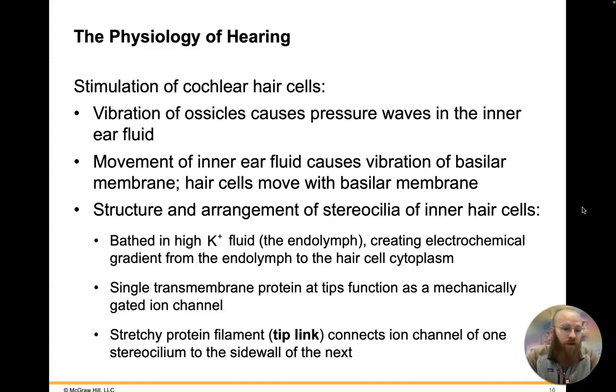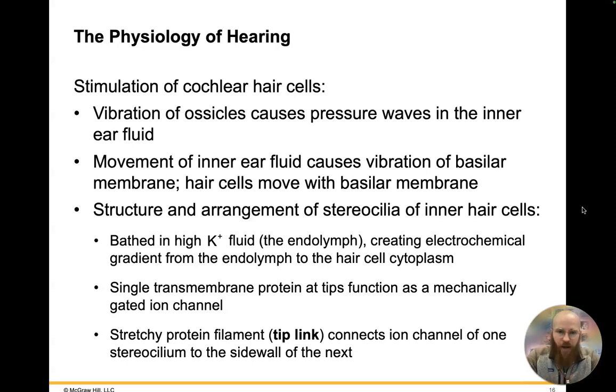So we've got the vibration of those ossicles, those three small bones. The vibrations of those cause pressure waves in that internal ear fluid. Okay, so we move that fluid. Movement of that fluid is going to cause a vibration of the basilar membrane within the cochlea. And then the hair cells are going to move this membrane.